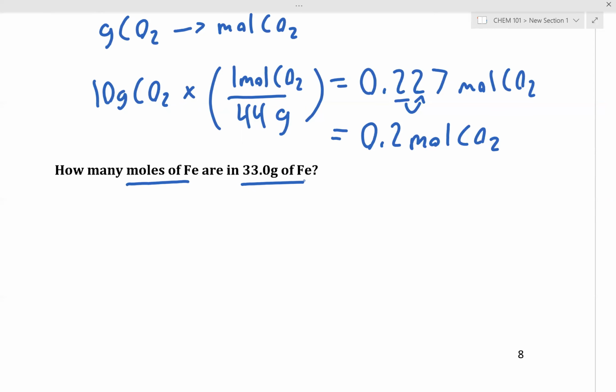So, perfect. I see a lot of reasonable responses so far. So let's highlight that. So we have 33.0 grams of iron. That's what we're given. And in the end, we want to report the moles of iron. So, in order to accomplish that, we're going to need to go to the periodic table and find our molar mass or our atomic mass. So what is the molar mass of iron in the periodic table?